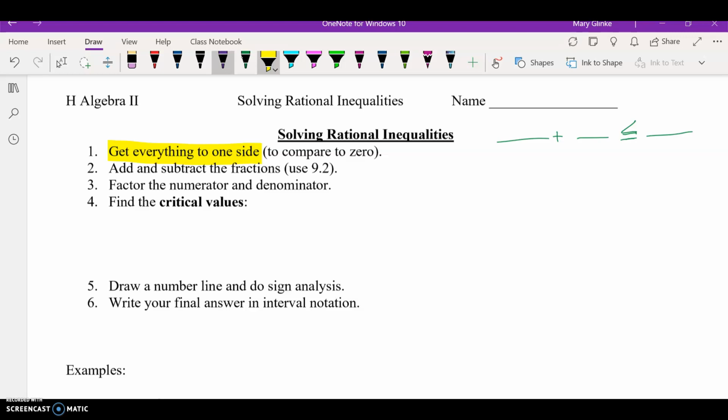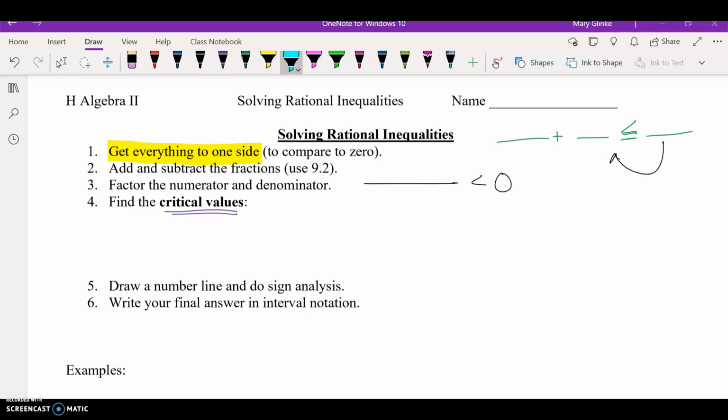You're going to get everything equal to 0. And so you're going to move everything on one side. And so you want to make it so that it is one fraction compared to 0. So you're going to move anything over and add and subtract so that you get that one fraction. But you cannot get rid of your denominator. That's the difference here. So what we want to do is we want to find something called critical values.